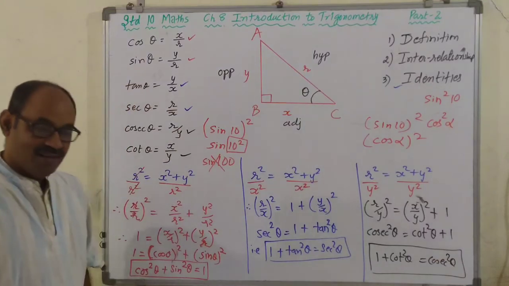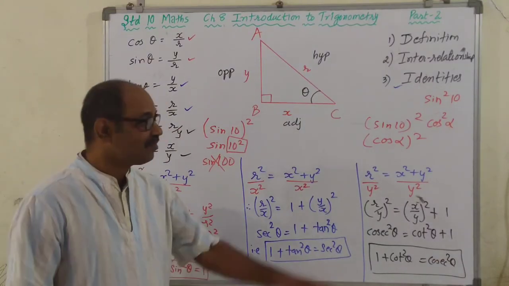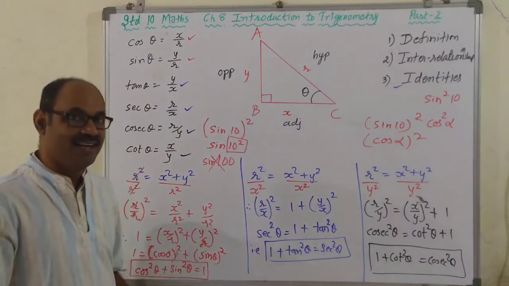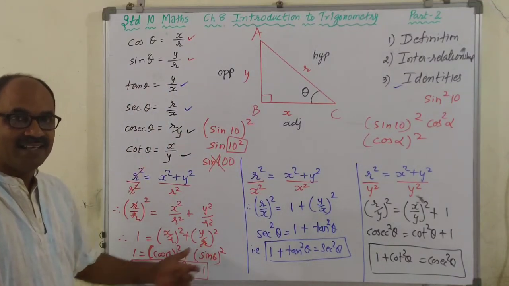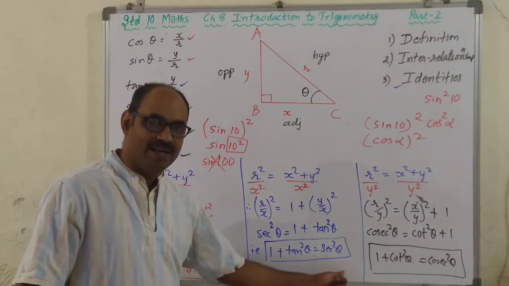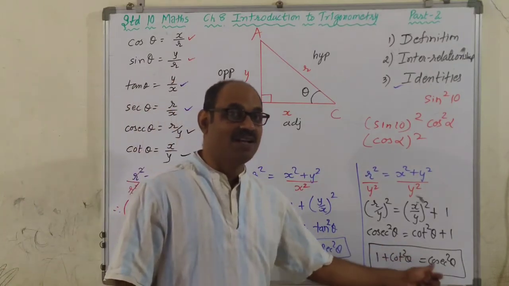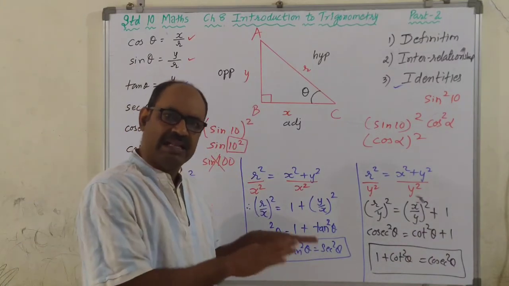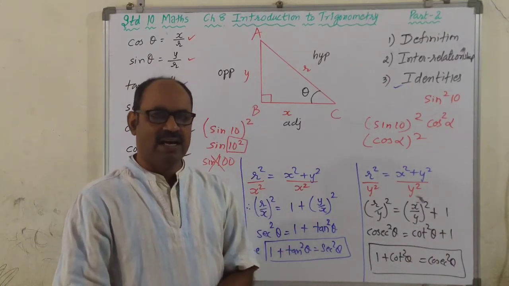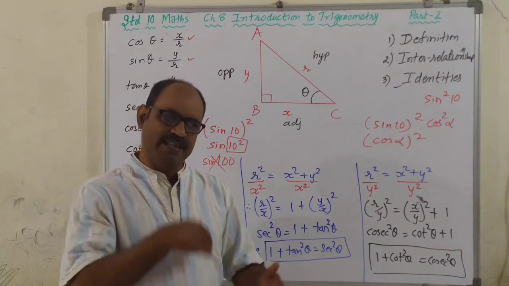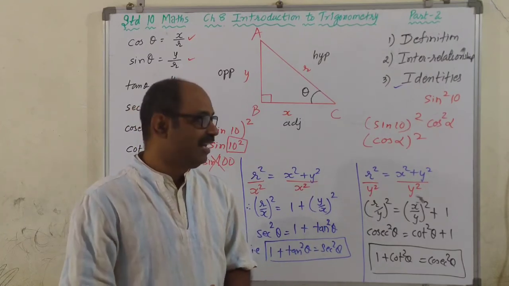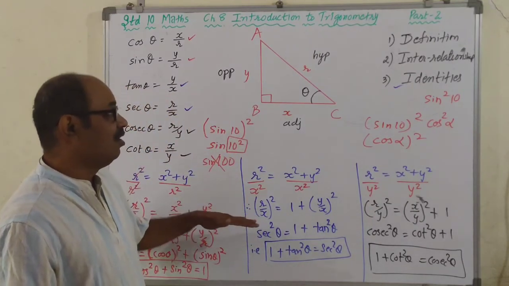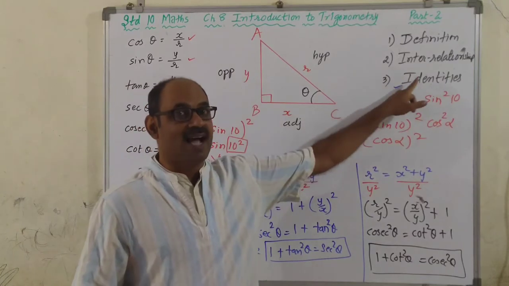So children, there are three identities to be remembered. Cos square theta plus sin square theta is equal to 1. 1 plus tan square theta is equal to sec square theta. And 1 plus cot square theta is equal to cosec square theta. Please learn this. The other forms you can get from it. You can imagine that very easily. Is that clear to you? Understood? So the third thing we learned is identities.